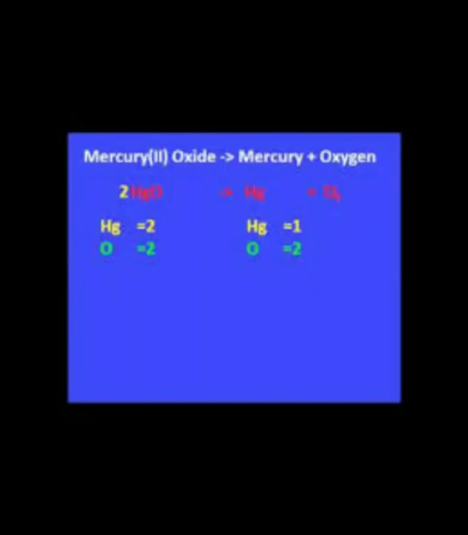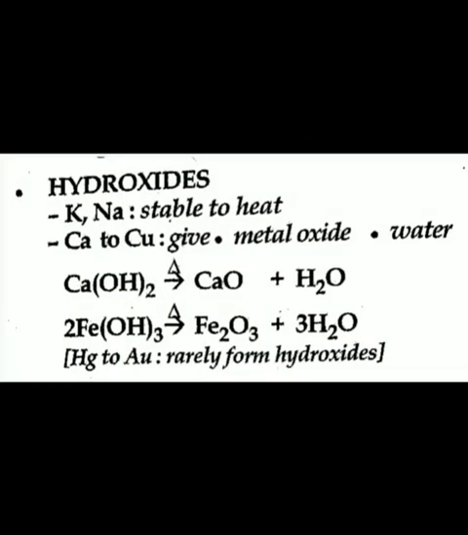The next one is hydroxides. Potassium and sodium are highly reactive elements, so potassium hydroxide and sodium hydroxide are stable when heat is applied. But from calcium to copper, what happens when heat is applied? These hydroxides produce metallic oxide plus water. For example, calcium hydroxide, copper hydroxide, ferric hydroxide produce metallic oxide plus water.